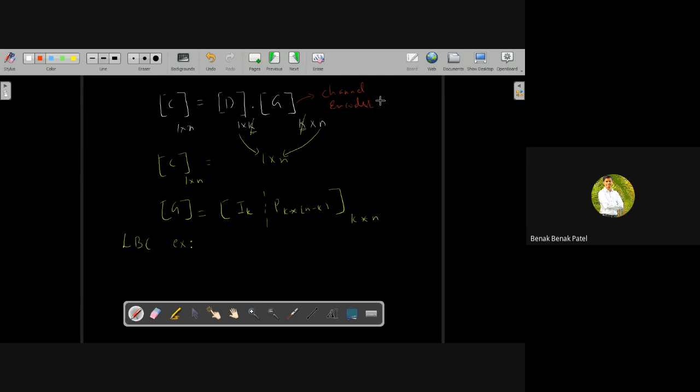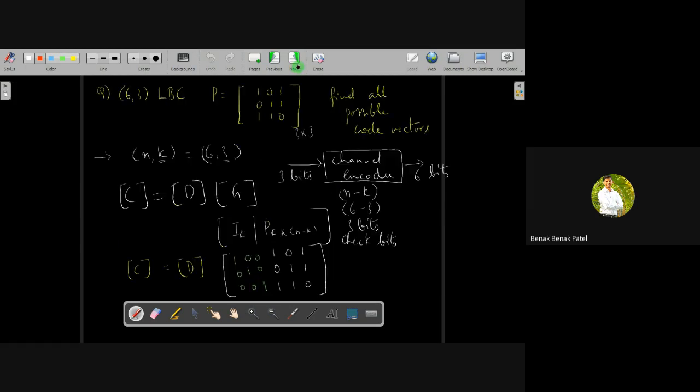And what's the characteristic of this generator matrix? The generator matrix has two parts. One is the identity matrix part, and the other part is the parity matrix. And we also went through a problem wherein we tried to generate all possible code words for this 6,3 linear block code. So that's it for now.